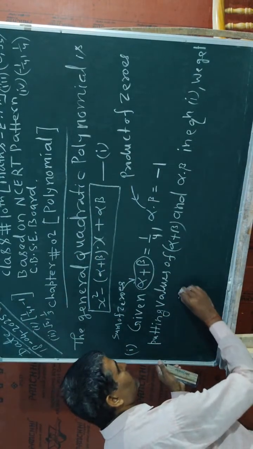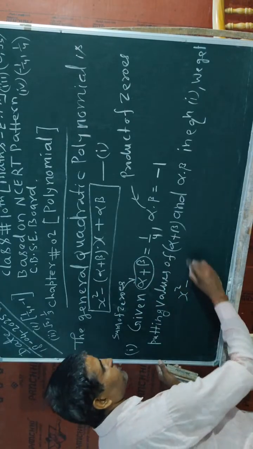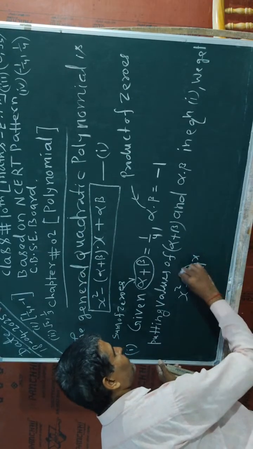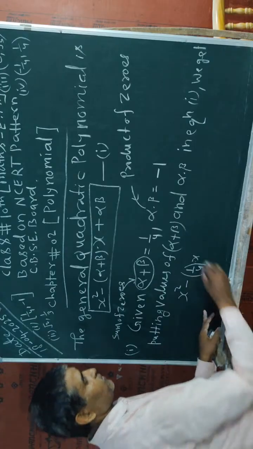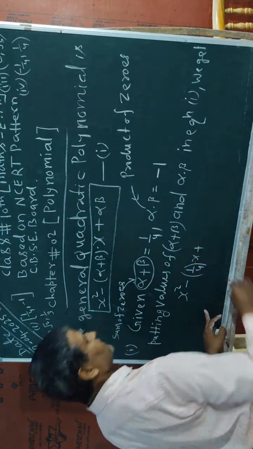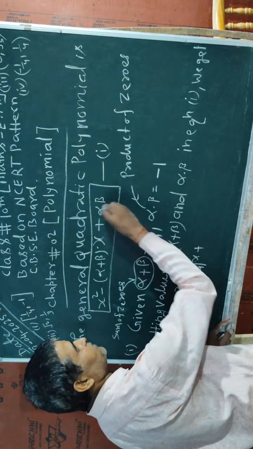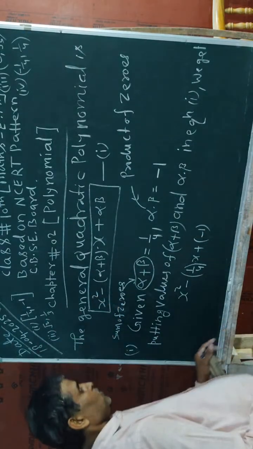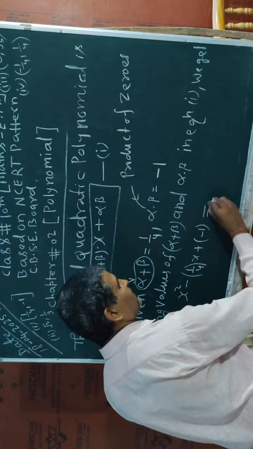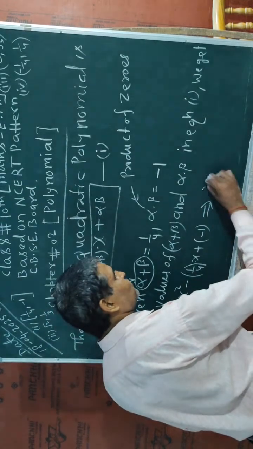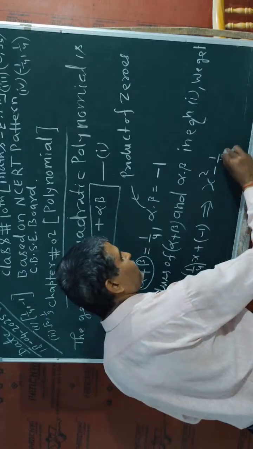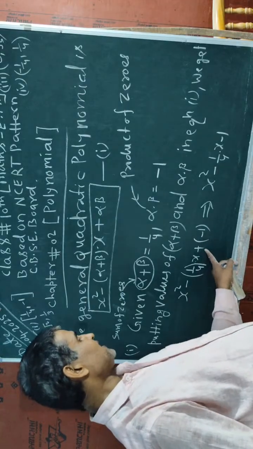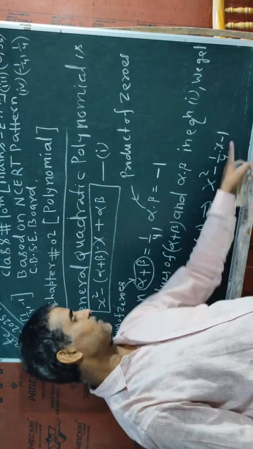So here I am putting x square in the place of alpha and beta. I have to put 1 divided by 4 into x, which will be written in brackets. After this I will simplify, and here 1 is available, plus is available, and in the place of alpha into beta here I will put minus 1. So I will write minus 1 in the bracket. Okay students, so after simplification I can say that this is x square minus 1 by 4 into x minus 1, because plus and minus multiplied will become minus.